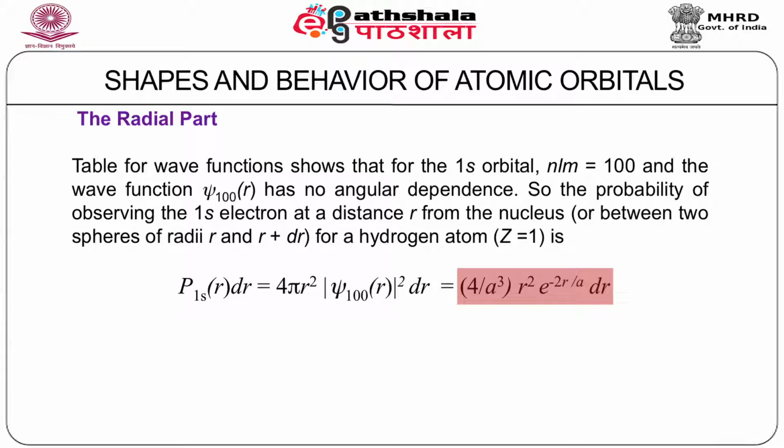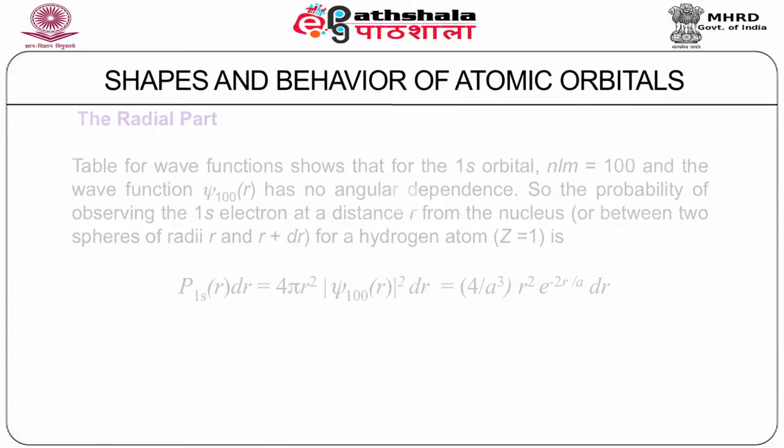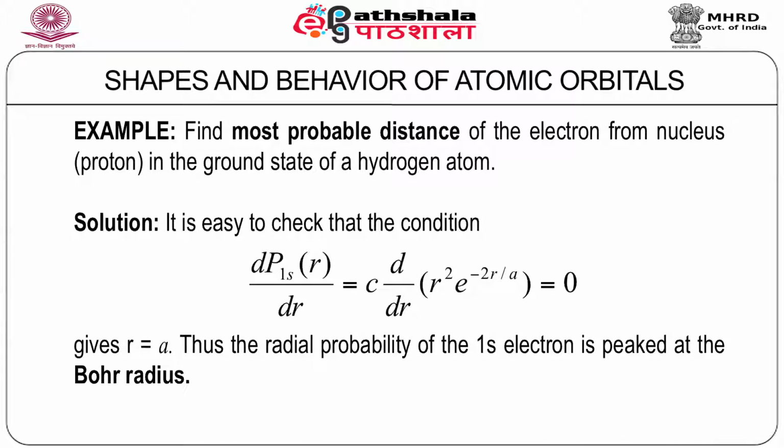This can be written down as 4 by a cubed, r squared, e to the power minus 2r by a, dr, because you can write down the value of psi 100 from the table which we have just discussed. So this is the probability of observing the electron at distance r from the nucleus. Let us now consider an example. Find the most probable distance of the electron from the nucleus in the ground state of a hydrogen atom. So how do you do that?